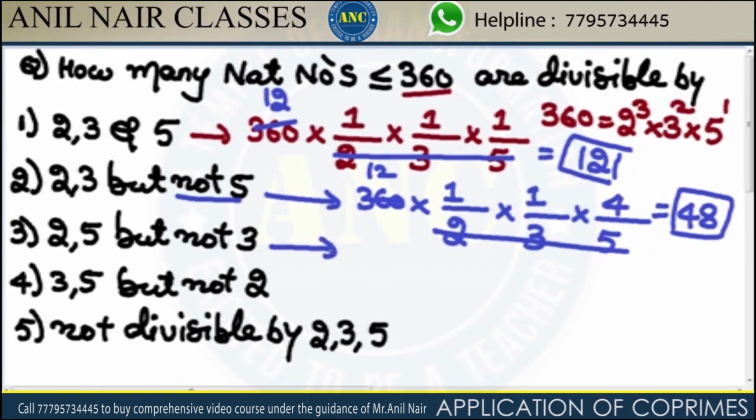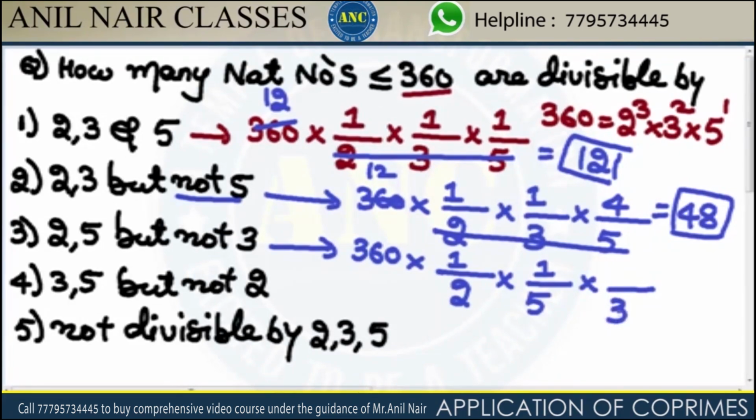Next one, 2, 5 but not 3. Out of 360 numbers, for every 2 numbers, one number is divisible by 2. Out of every 5 numbers, one number is divisible by 5, but not 3. Not 3 means for every 3 numbers, 1 is divisible by 3, 2 are not divisible by 3. 10 5s are 30, 30 12s are 360, 12 2s are 24. This is another method.